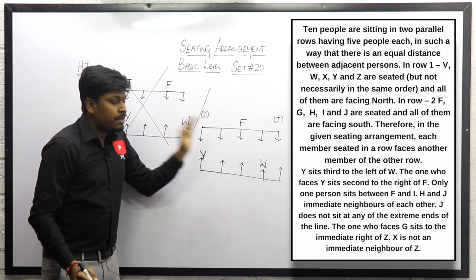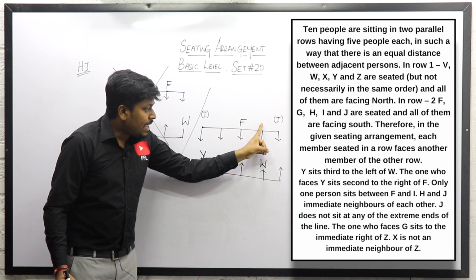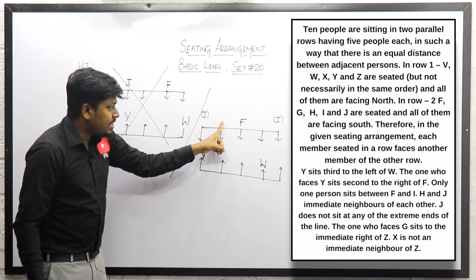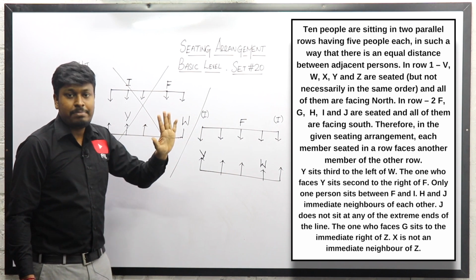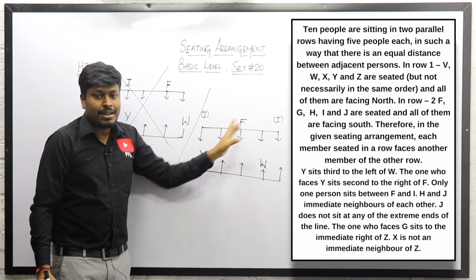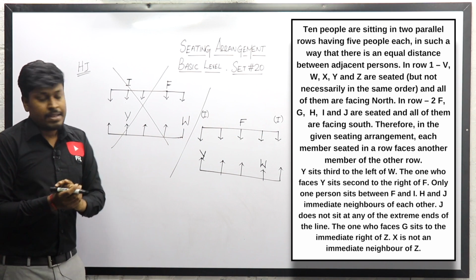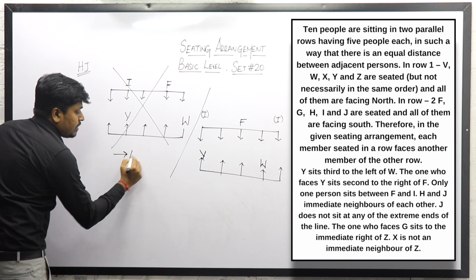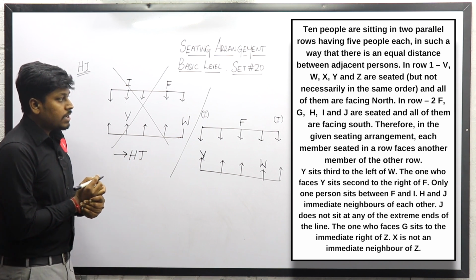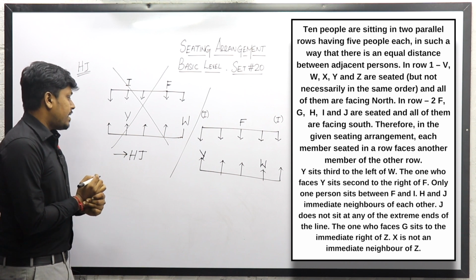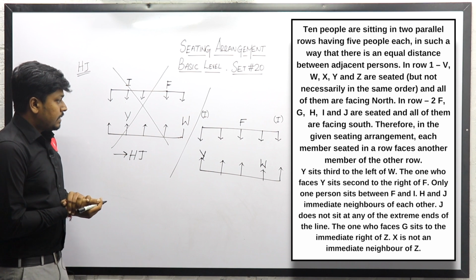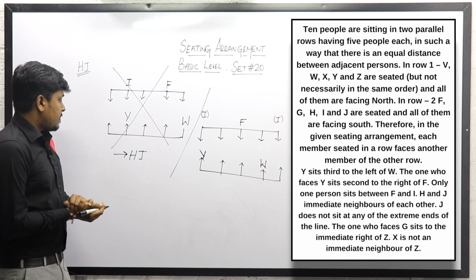Let me move on to the second possible diagram. If I fix H here, this can be J. One chance. If I fix H here, this can be J. So let it be, because we didn't fix the I initially, right? Only if we fix I, we can say where to fix H and J. So what we can do is take a note that H and J should always be immediate neighbors. J does not sit at an extreme end. So the person J is not sitting at an extreme end of the line, right? Okay. So let it be.